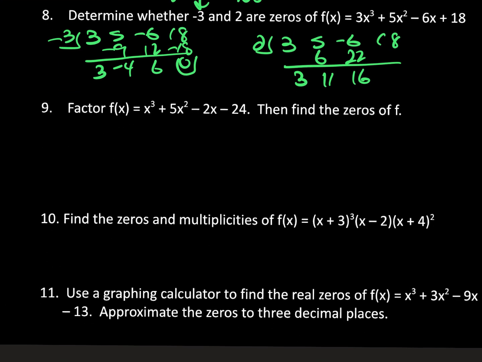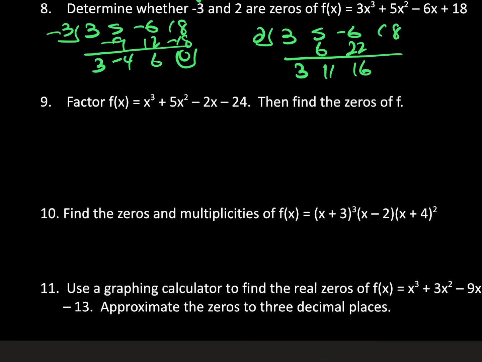Number 9. Factor that, then find the zeros. Okay. Didn't give you many hints here. The factors have got to be the factors of 24. So let's take your calculator and let's punch that in. Let's go to y equals, let's punch in x cubed plus 5x squared minus 2x minus 24. And let's graph it. And let's just see if it crosses.